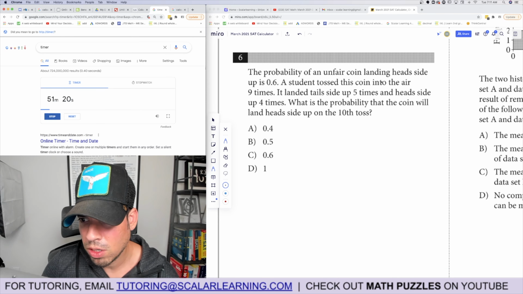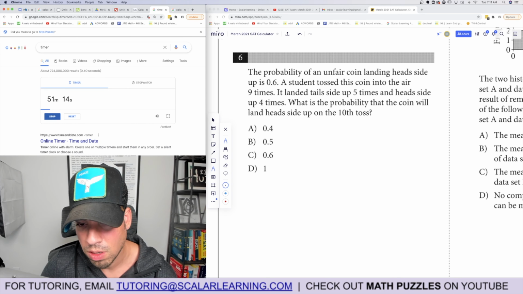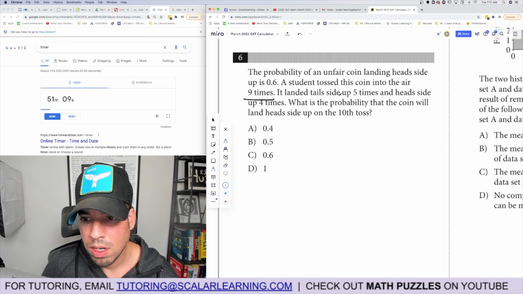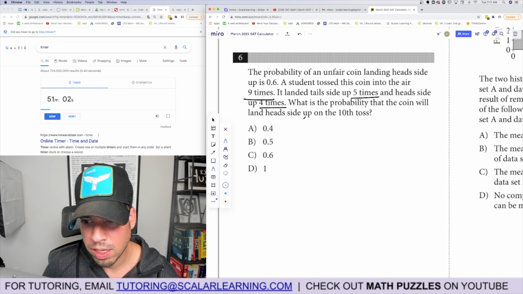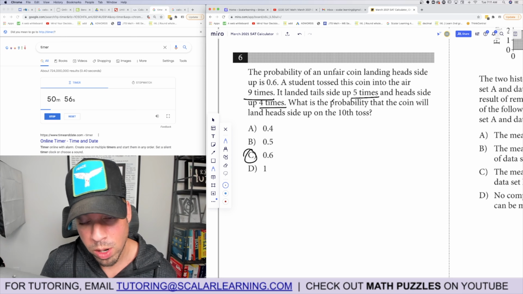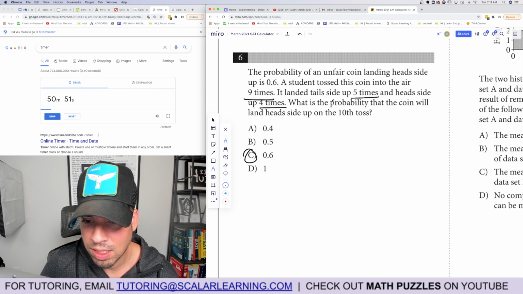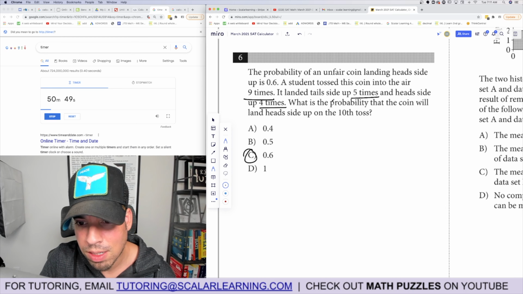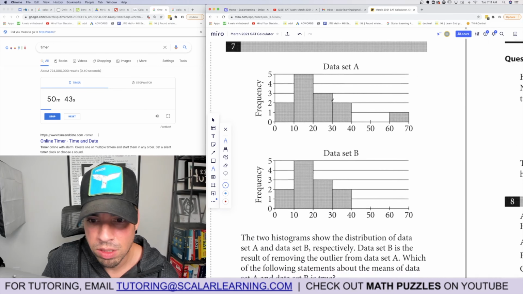The probability of an unfair coin landing heads up is 0.6. Oh, it's unfair because it's more likely to get heads than tails. Otherwise, it should be 0.5. A student tossed this coin into the air 9 times. It lands tail side up 5 times and head side up 4 times. What's the probability the coin will land head side up? And it's 0.6. It doesn't matter what's come before. These are independent. That's a weird question. I've never seen a question like this on the SAT before. Very interesting, but this is testing the fact that it's an independent event. So the previous flips are irrelevant. Very interesting problem.